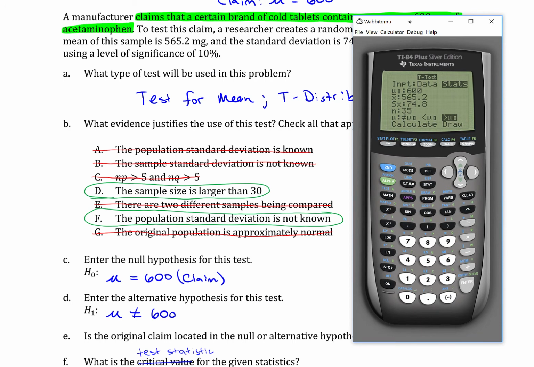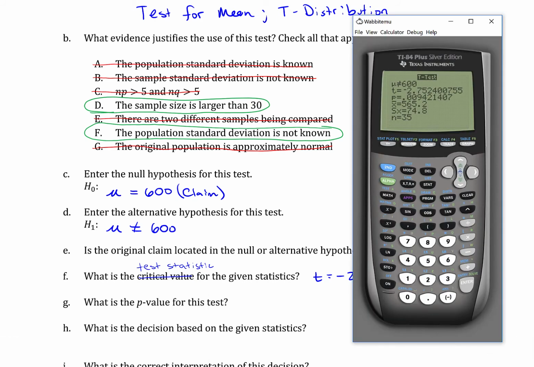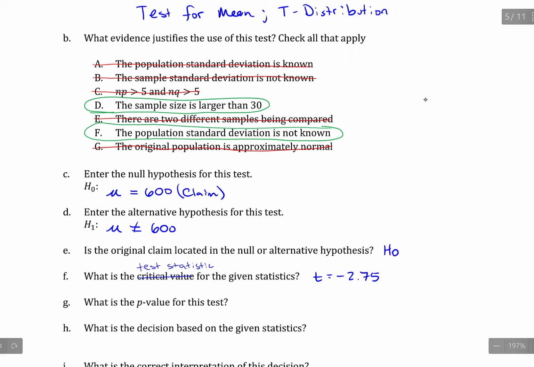Then this is indicating the type of test. Since we have a not equal to, that means it's a two-tailed test, so I'll check that, then hit calculate. The test statistic is t in this case, so negative 2.75. I'll just round it to the decimals I feel is appropriate, but just follow rounding rules in the problem. P is 0.0094.